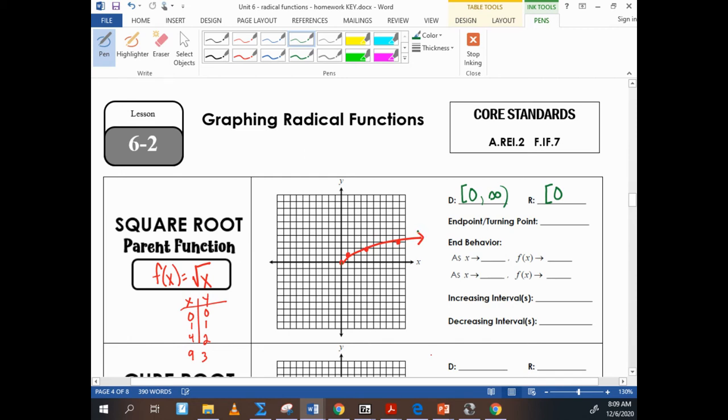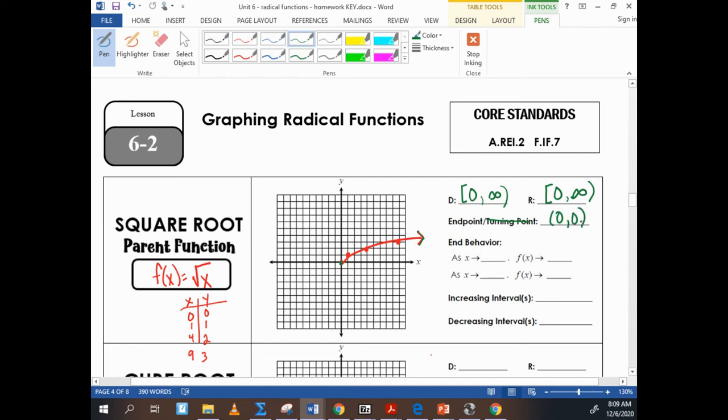And this arrow, even though it's going out right here, it's slightly going up too. So it's going to keep going up to infinity really slowly, but it does go up there. All right, this end point, turning point comes in for the cube root. So on this function, it is an end point. They just want the origin right there, 0, 0.